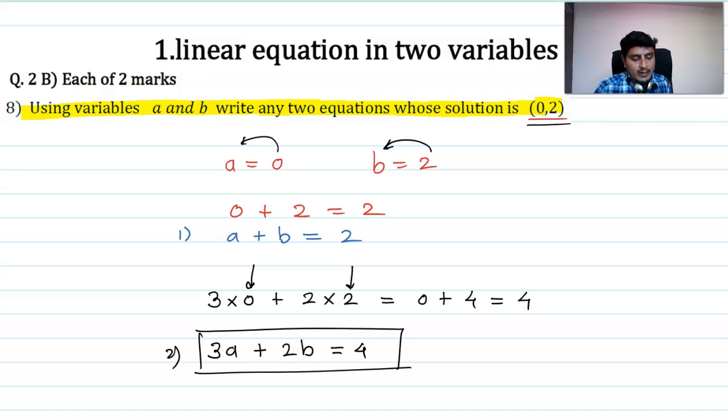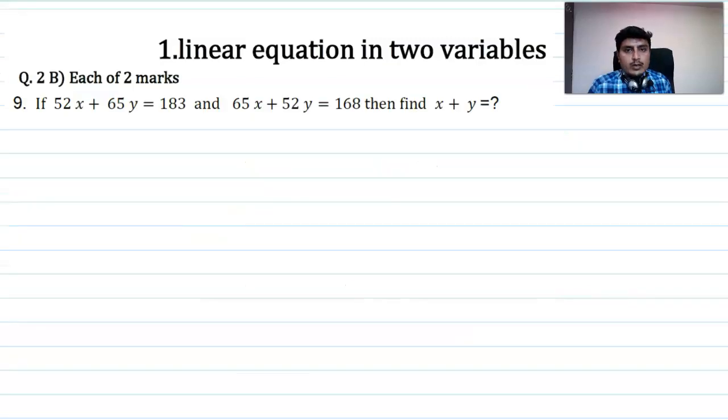Likewise, by using the values 0 and 2, you may form any numerical equation, and replace 0 by a and 2 by b. Hence you get the required linear equation in two variables a and b, whose solution is 0, 2. Now look at question number 9.